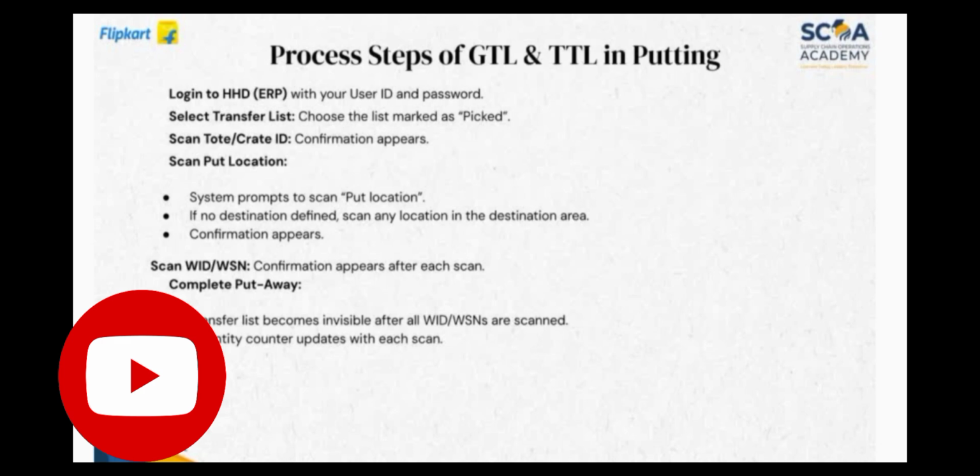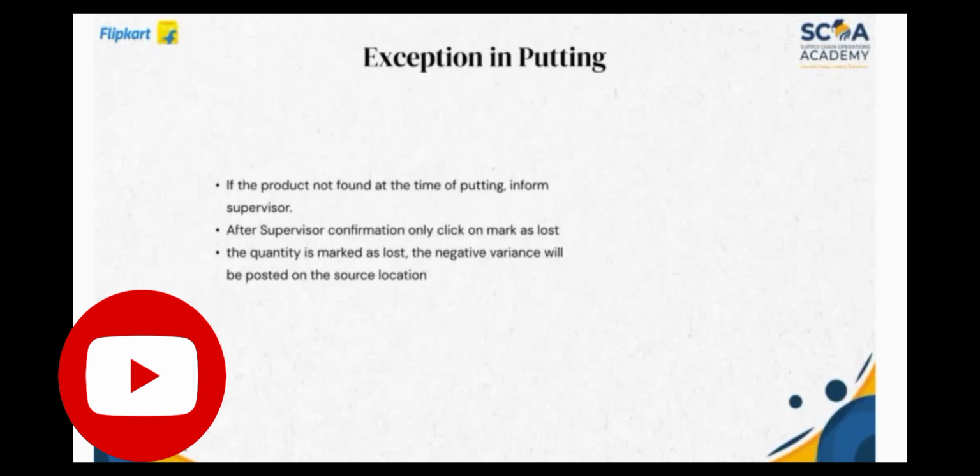Complete put away. Transfer list becomes invisible after all WSNs are scanned. Quantity counter updates with each scan. Exception in putting. If the product is not found at the time of putting, inform supervisor. After supervisor confirmation, only then click on Mark as lost. The quantity is marked as lost, and the negative variance will be posted on the source location.